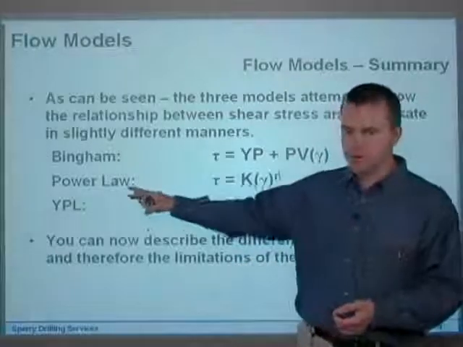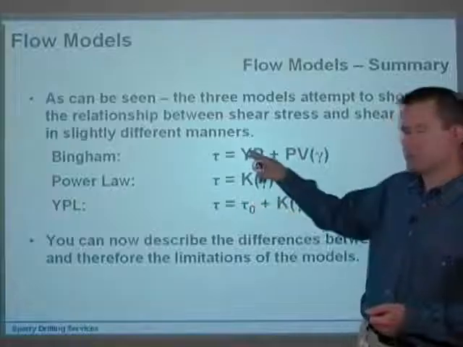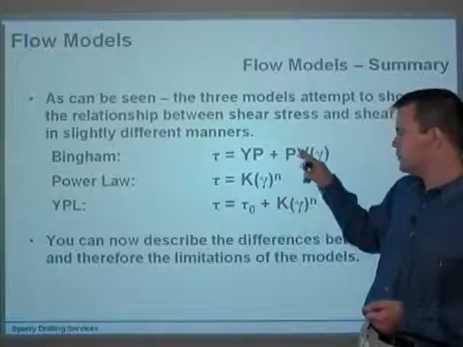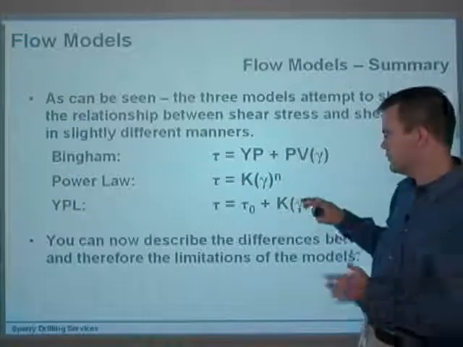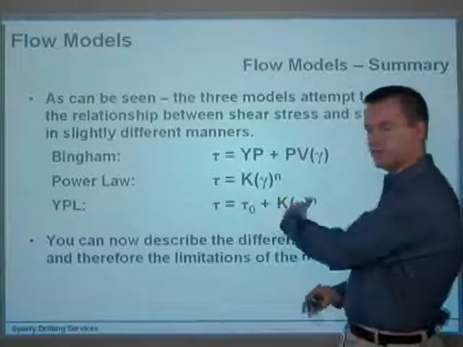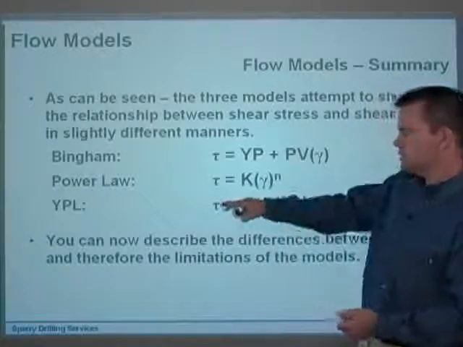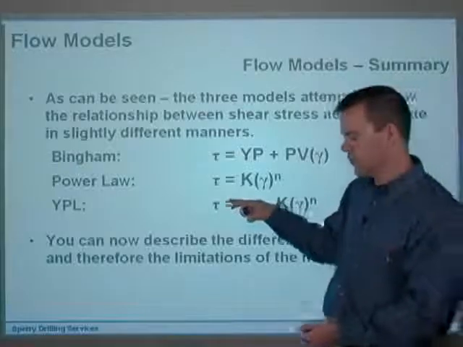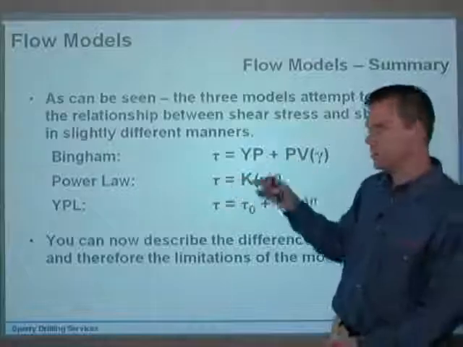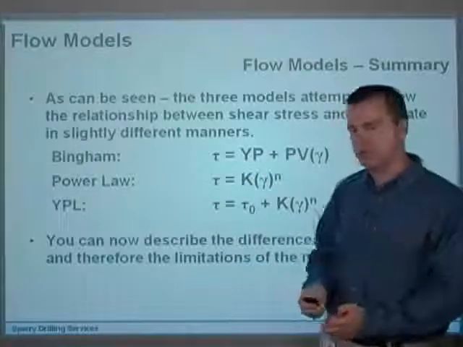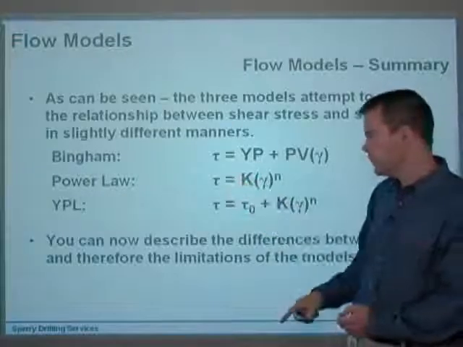The yield Power Law, or the Herschel-Bulkley model, is tau equals tau 0, which is the same as yp, plus k, which is similar to pv or k in Power Law, times gamma to the power of n. So you've got the Power Law part and the overall things similar to Bingham. It's got the advantages of both of these models. But as I said, it will describe 100% of the fluids in the oil field, pretty much. Whereas both of these combined only describe 0.5% of all the fluids you might come across in the oil field. So using them is a bit daft, really.